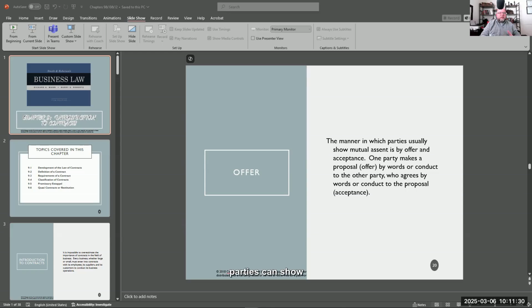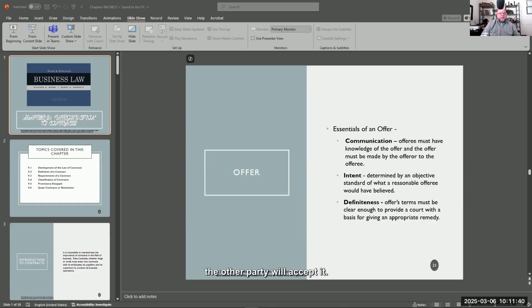The manner for which parties can show their mutual assent is by an offer and acceptance. One party makes that offer, the other party will accept it, and how that party will know that an offer is made is that it's communicated in some way. They will give the offer out, whether it's sent out in an email, told in person, or because there's a price tag on a shelf that shows what the item is being asked for, then that is the communication of it.